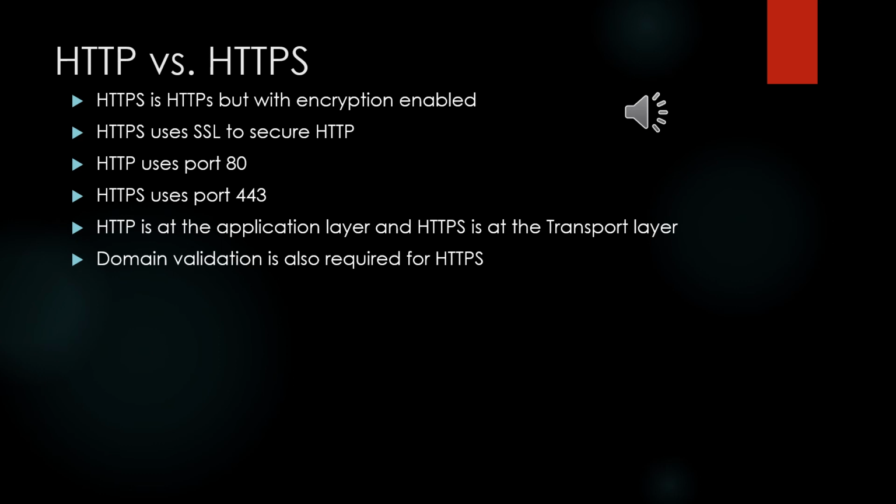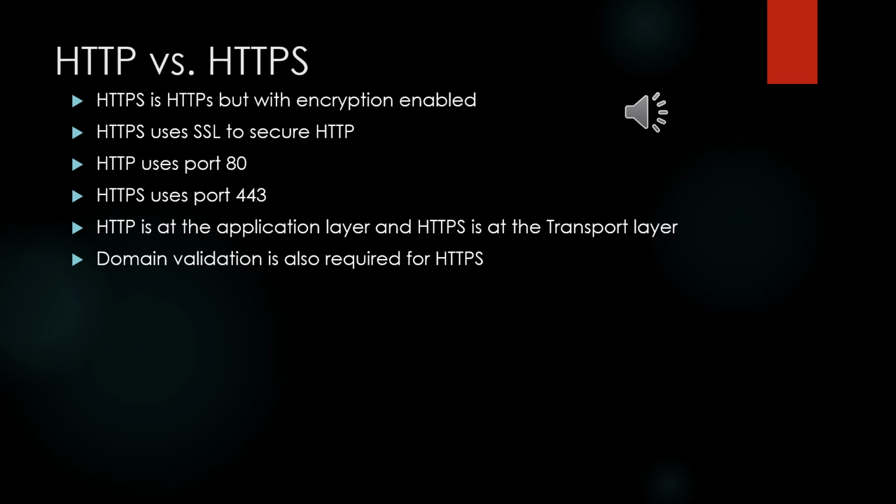HTTP is at the application layer, which is layer 7 on the OSI model. And HTTPS is at the transport layer, which is at layer 4 in the OSI model. The application layer is the human computer interaction layer, where applications can access the network services. And the transport layer is where data gets transmitted using transmission protocols, including TCP and UDP. Port 80 and port 443 are both for TCP, but for HTTPS, you get a little bit more secure.